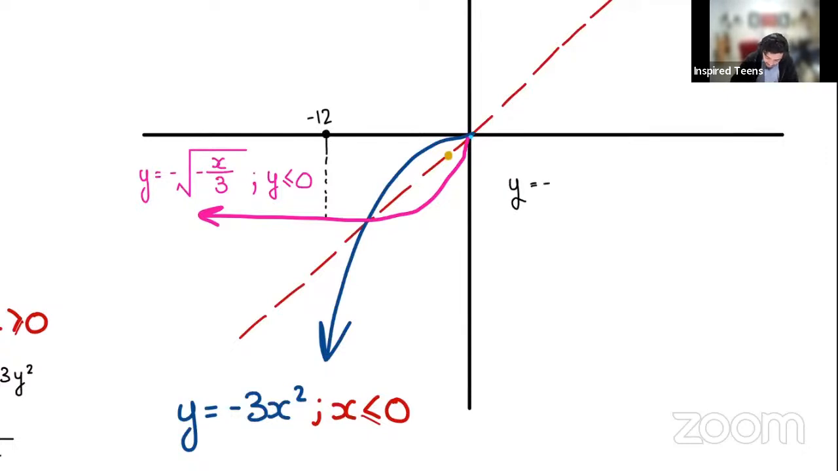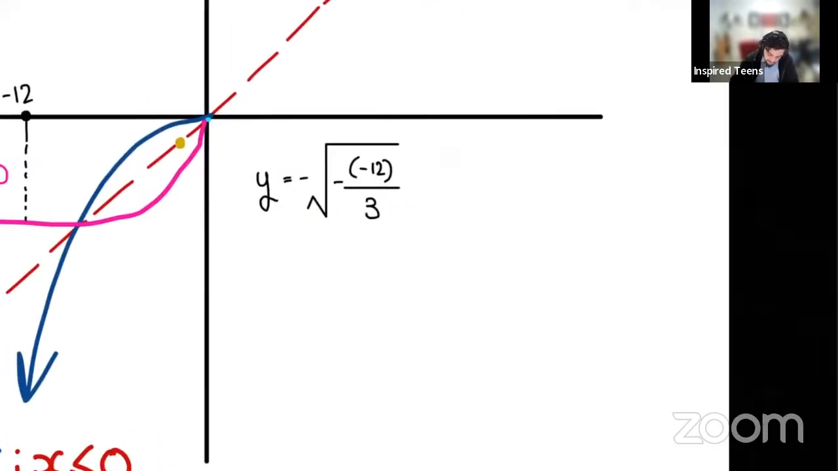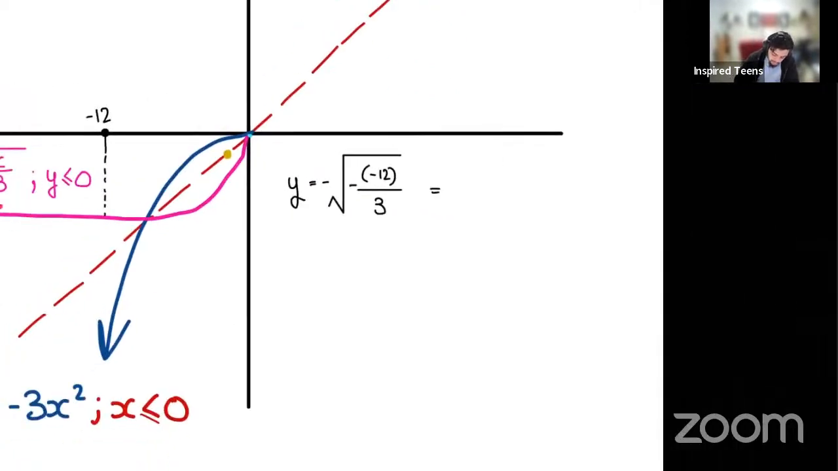y is equal to negative square root of open brackets, -12, because I substitute with brackets, over 3. And now let's simplify this. So the two negatives are actually going to cancel out. So I'm going to have negative outside of the surd, and then it's going to become positive 12 over 3. Negative outside of the bracket stays. 12 over 3 is actually 4.